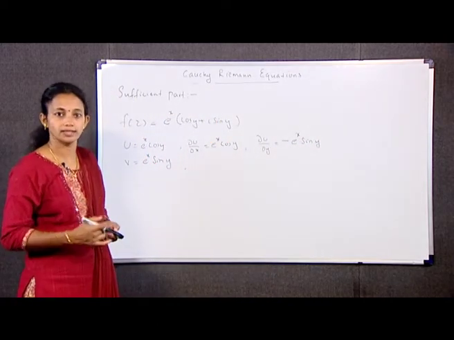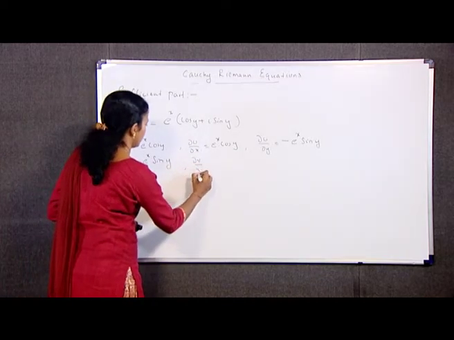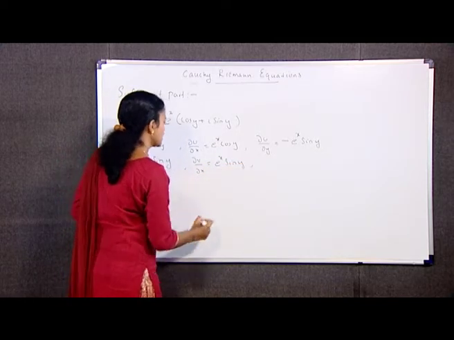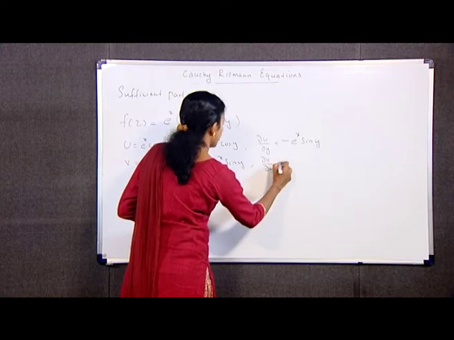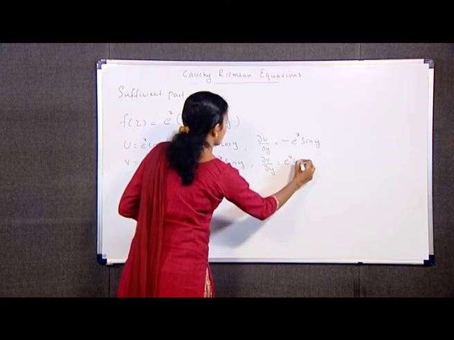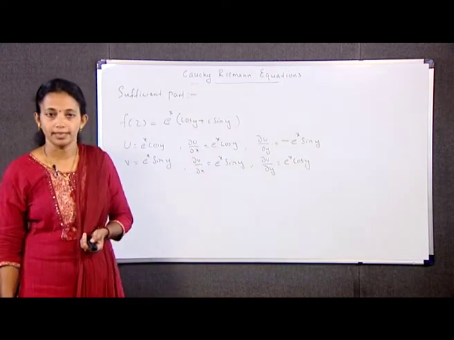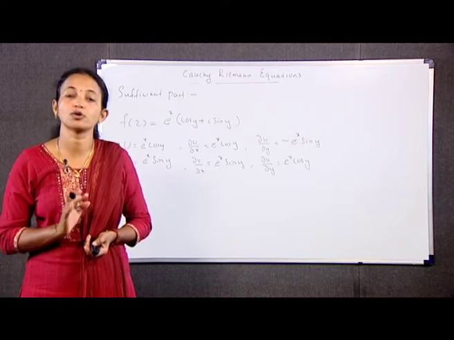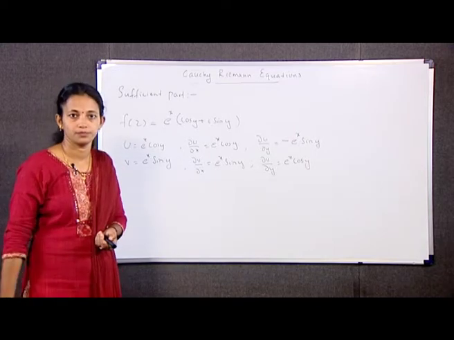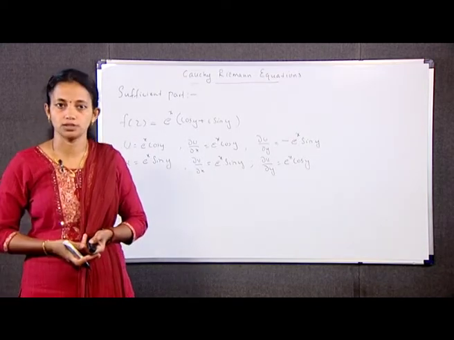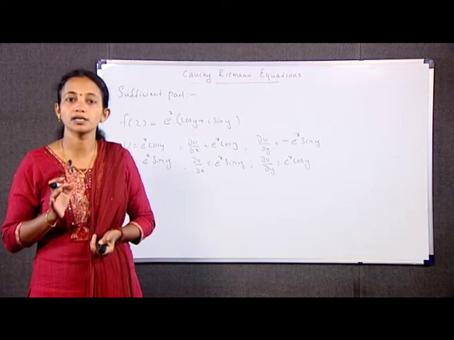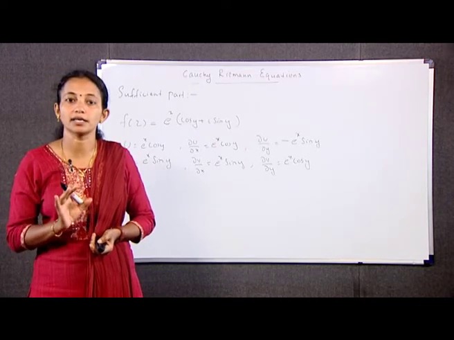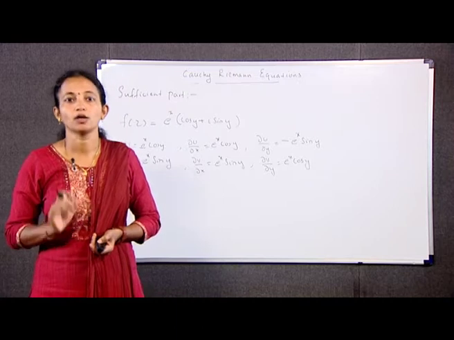Now, dou v by dou x is equal to, no change, e raised to x sin y, and dou v by dou y is equal to e raised to x into cos y. Hence, here dou u by dou x is equal to dou v by dou y, and dou u by dou y is equal to minus dou v by dou x. And this verifies the Cauchy-Riemann equations. Also, the first order partial derivatives are everywhere continuous and hence all the conditions in the theorem are satisfied at all points in the complex plane.